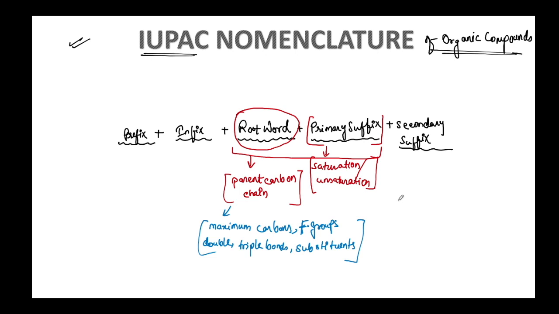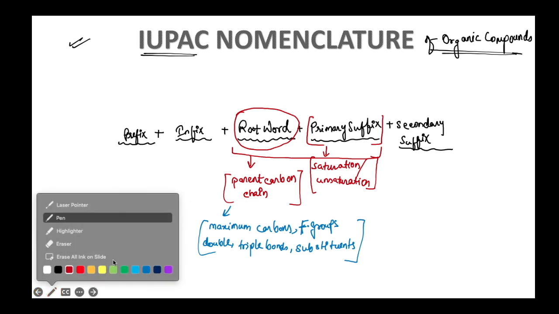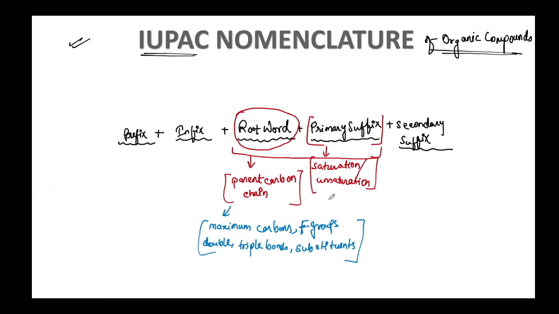Let's say you have saturation, carbon-carbon single bonds throughout, and you have four carbons. You will call it butane. So "but" is the root word for four carbons, and for a carbon-carbon single bond you will write "ane." For a carbon-carbon double bond you will write "ene," and for a carbon-carbon triple bond you are going to write "ine." We will discuss this further as well. This is just for the idea.